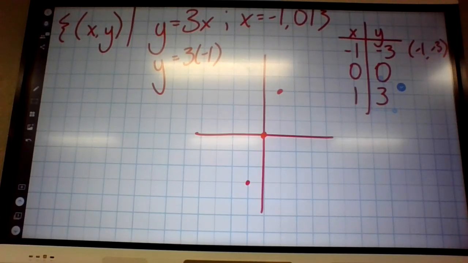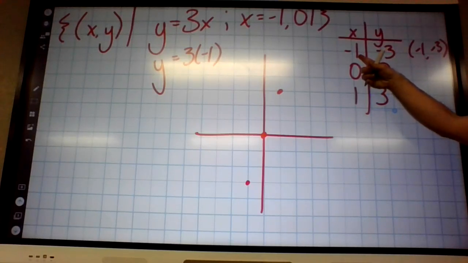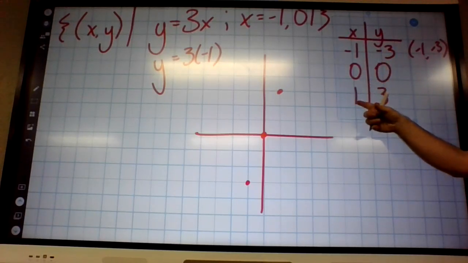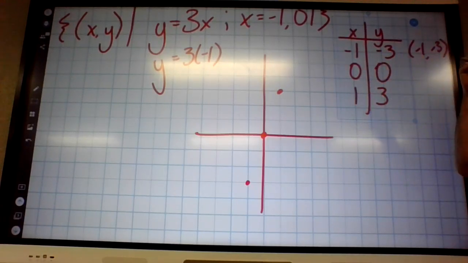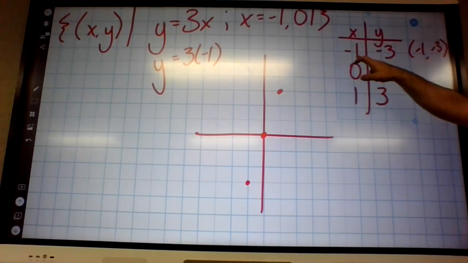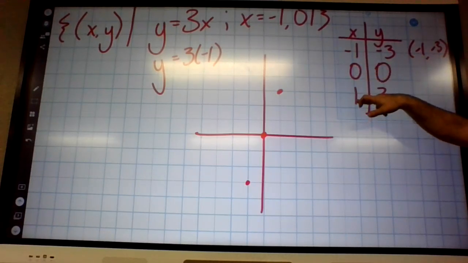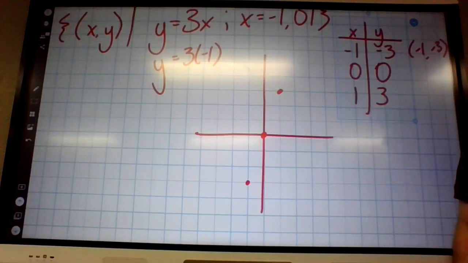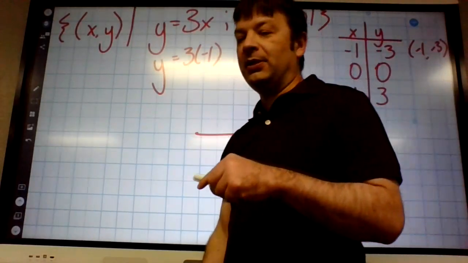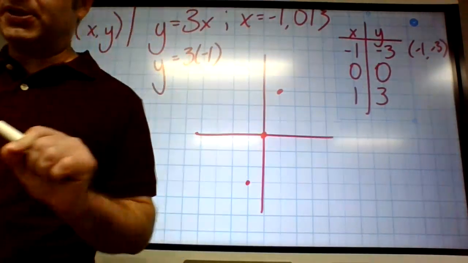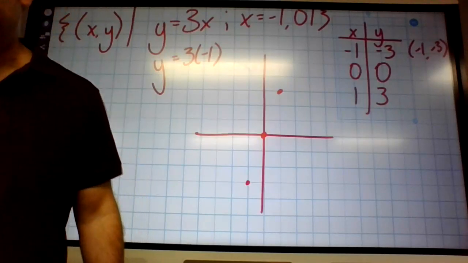Oh, too late. The reason is there's only 3 numbers in the domain. So there's only those 3 points. It's not a continuous set of infinite points. There's only 3 dots. 3 points, 3 dots, that's all. If the domain is unlimited, that's when you connect the dots because it can be infinite points.